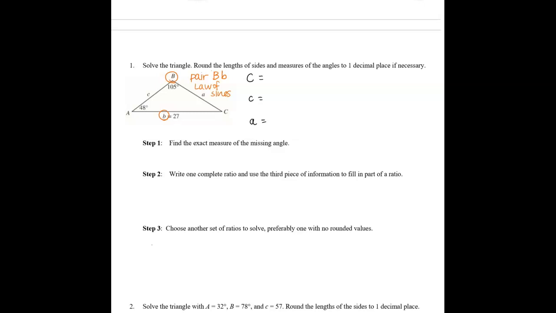We could definitely solve for capital C very easily because we have the two other angles in the triangle, and we know that all of the angles in a triangle have to add up to 180 degrees. So I'm going to just subtract the two angles that we were given, and that'll give us capital C. We still have to go on and find lowercase c and lowercase a, and this is where law of sines is going to come in.